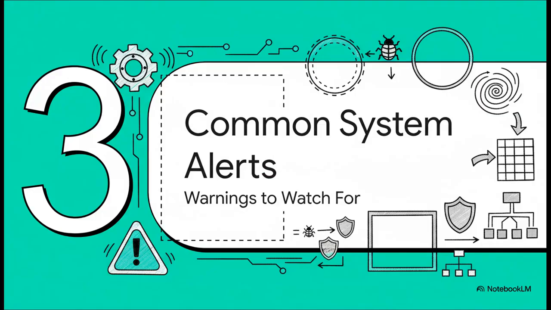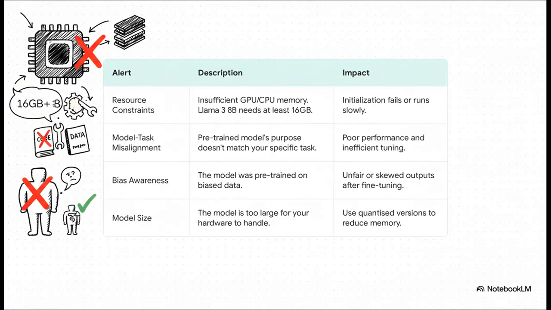So, how should we think about these problems? Well, instead of just seeing them as random, frustrating bugs, it's way more helpful to think of them as predictable system alerts. Kind of like the check engine light in your car. They're warnings you can actually plan for and deal with ahead of time. Okay, this table breaks down the most common alerts you'll see. First up, resource constraints. This one's simple. A model like Llama 3.8b, for example, needs at least 16 gigs of GPU memory just to get going. If you don't have it, initialization will just fail flat out or crawl at a snail's pace.